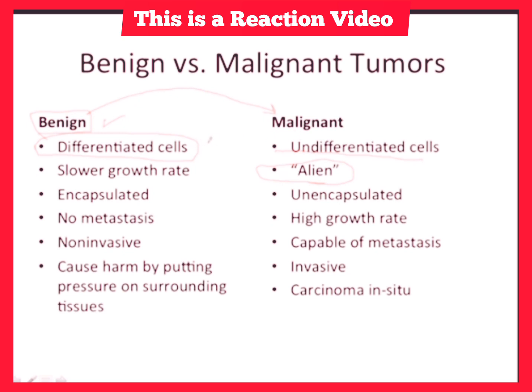Basically, cells in benign tumors look relatively normal. They're just growing out of control. Whereas cells in malignant tumors not only grow out of control, they look really bizarre.